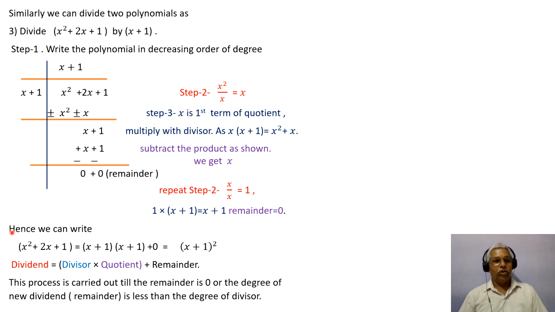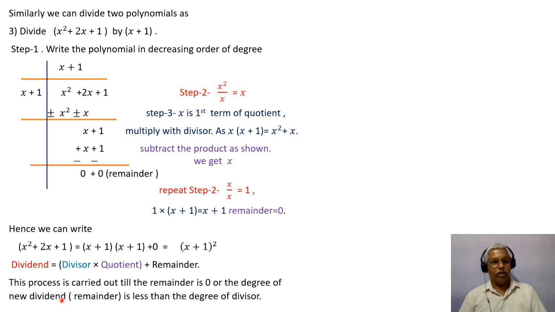Hence we can write x square plus 2x plus 1 equal to x plus 1, this, into x plus 1, this, plus remainder 0. What is remaining is 0. So this becomes x plus 1 into x plus 1. By chance you get it like this, so x plus 1 whole square. So actually it is like this: dividend equal to divisor into quotient plus remainder. If you remember that figure, we have seen this given here.